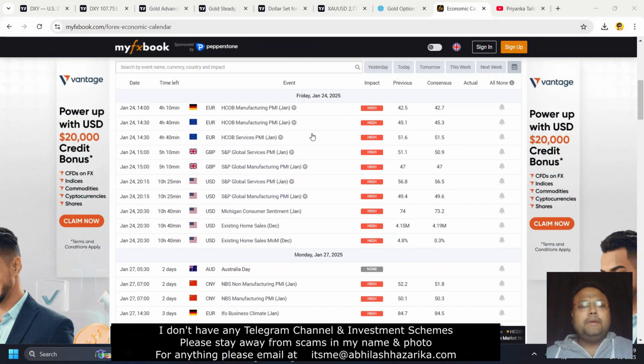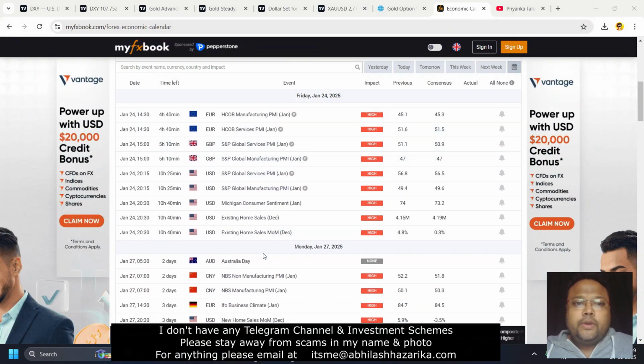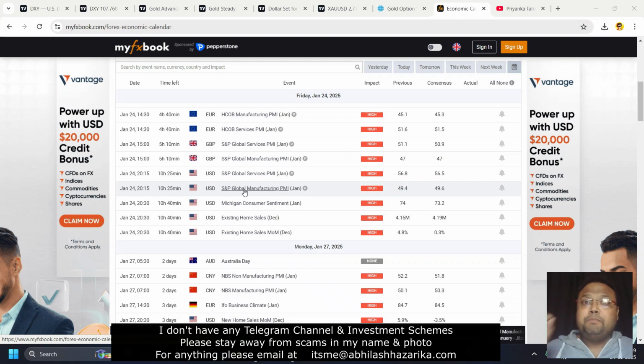And if you look at the economic calendar, yes, we also have news coming up. Not a major event that can change the direction of the market, but it's Friday. Many traders will be booking their profits and going home. So there will be spikes in the market. So please be careful, especially beginners and traders with low capital.